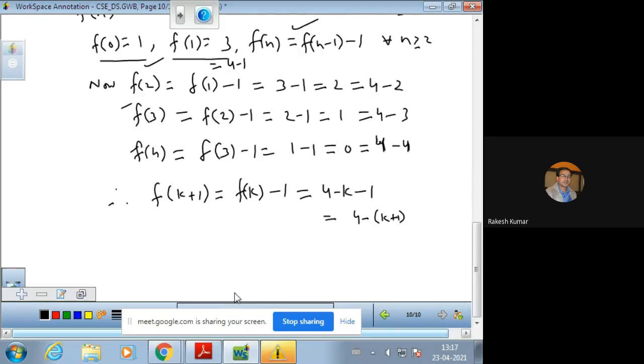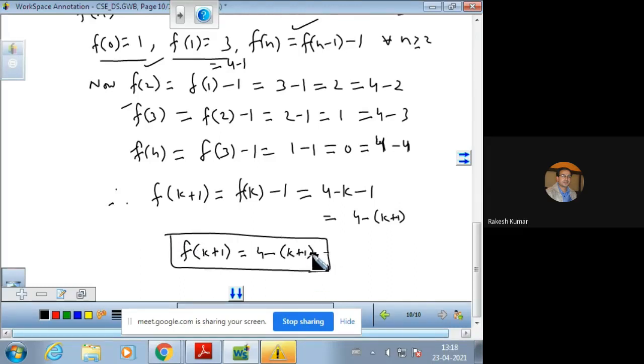So this is the exact relationship which we want to find out, or the recursive definition: f of k plus 1 is 4 minus k plus 1, and the condition together with this is that k should be less than n. What do we have for n? That is greater than or equal to 2. This means that the value of n is 2 or bigger, and k is smaller than n; only then does this relationship hold.